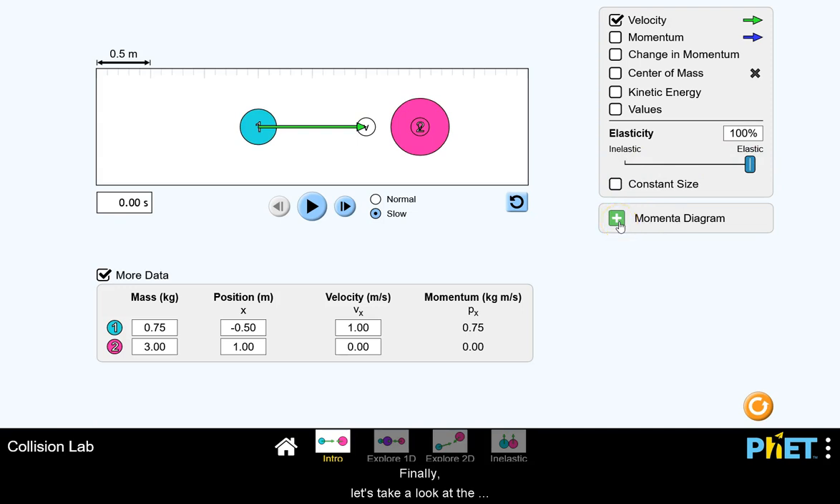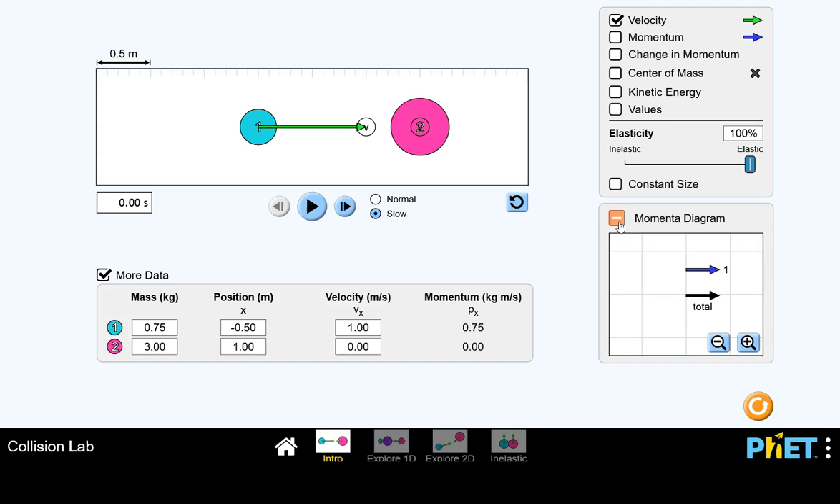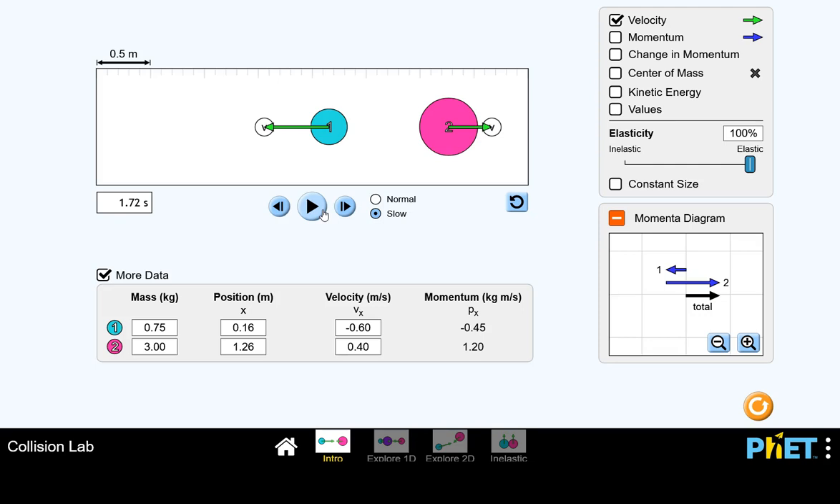Finally, let's take a look at the Momenta Diagram. This diagram will show the momentum vectors for each of the masses, if it's non-zero, as well as the vector sum of those momenta. Notice that adding up the vectors tail to head, we get the total momentum vector for the system, which in the absence of any outside forces to the system should be conserved.